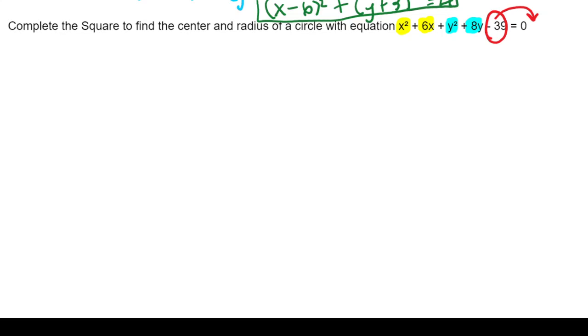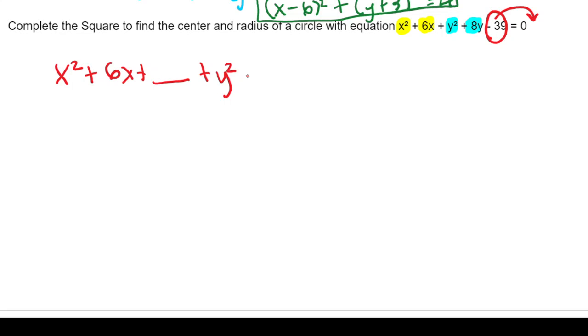All right, so here's our first step. I'm grouping my x's, putting a blank in between each group. I'm grouping the y's and putting a blank there. We need to add 39, so it'd be positive 39 over here, and we need 2 blanks on both sides just so we can balance it out.